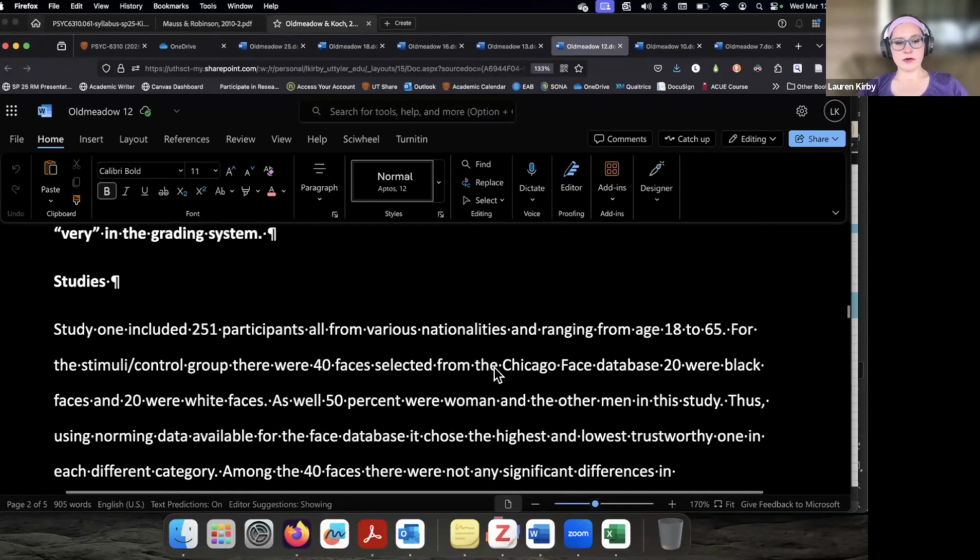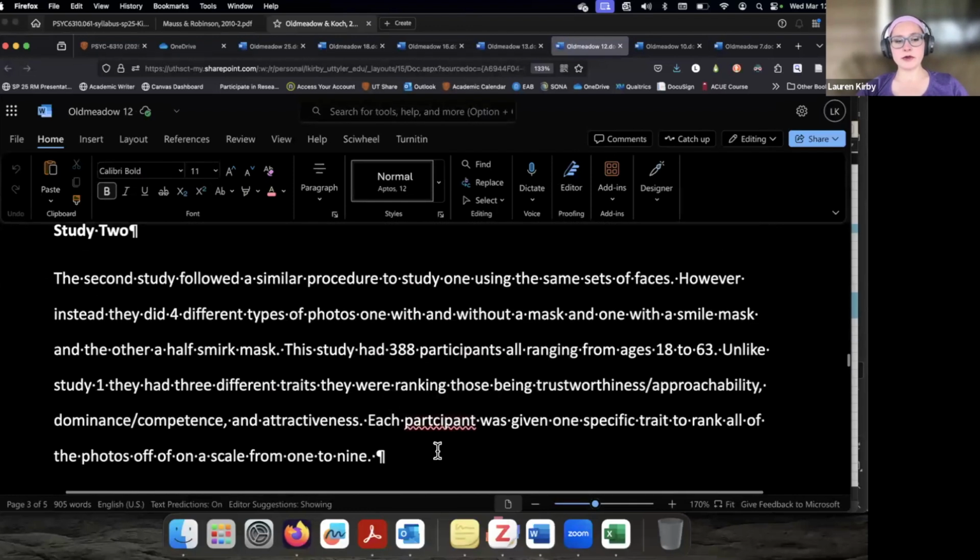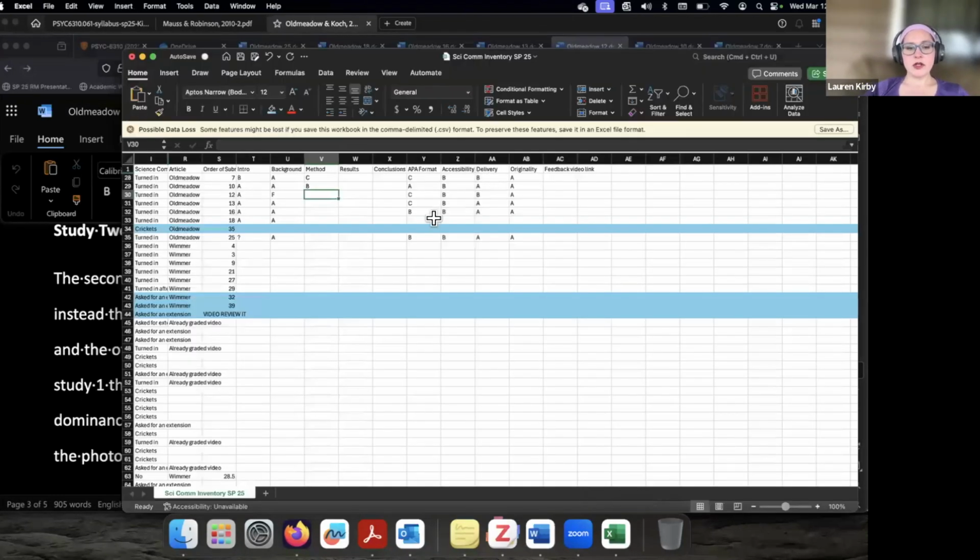Not how trustworthy they look. True. What about in study? Oh, you do have study 2. The little half smirk mask. Yeah. Okay. You know what? You did a good job describing method.